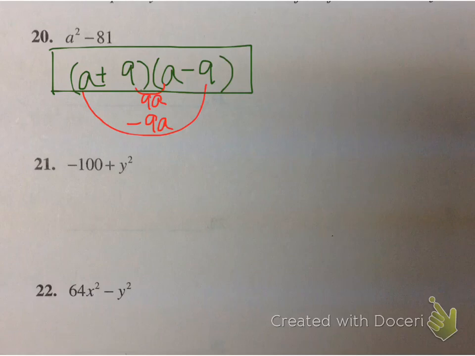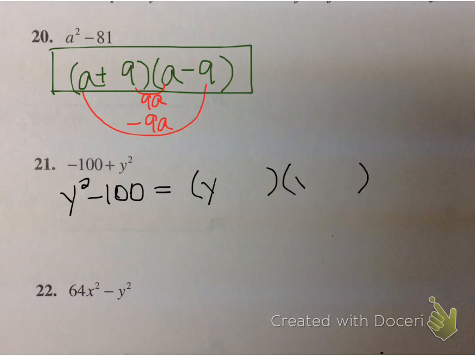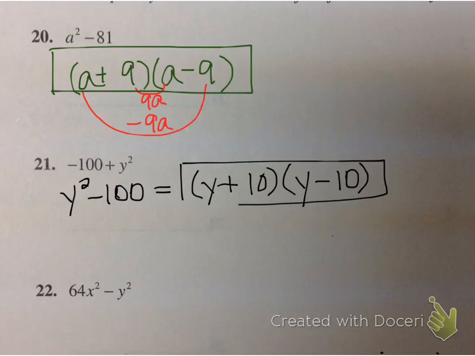Number 21. I would probably rewrite this one with the variable coming first, so y squared and then your minus 100. It's easier to see. Now when you factor it, you get y for your first terms. What's the square root of 100, or what times itself is 100? That's 10. One's a plus, one's a minus. Again, the easiest ones, I think, to factor.